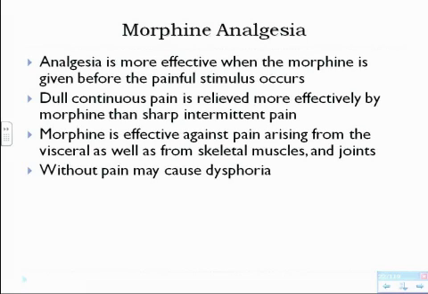Morphine is also very good for visceral pain as well as skeletal muscle or joint pain. If you don't have pain and you take morphine, you may actually become dysphoric, and it may cause a problem for you. So these agents really should be used only when you're having pain.